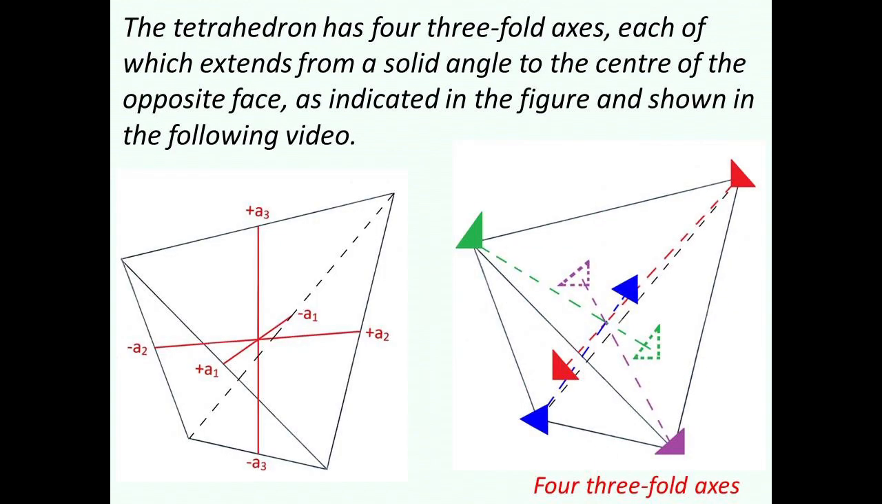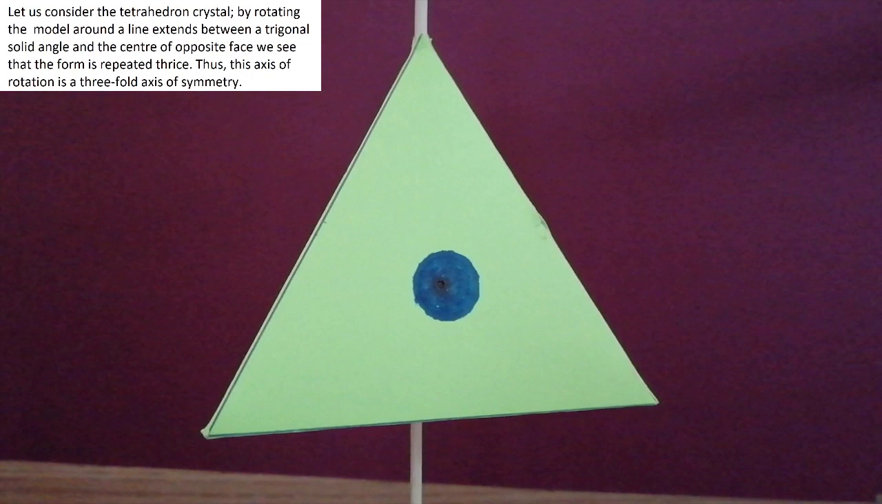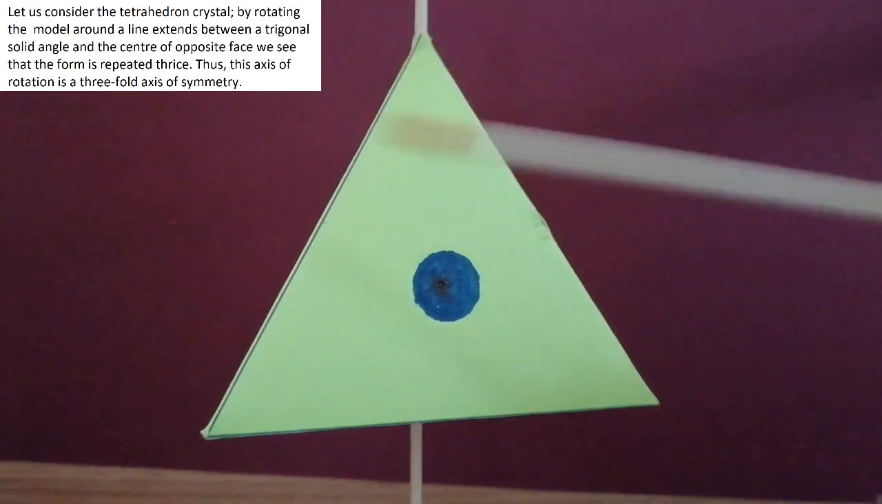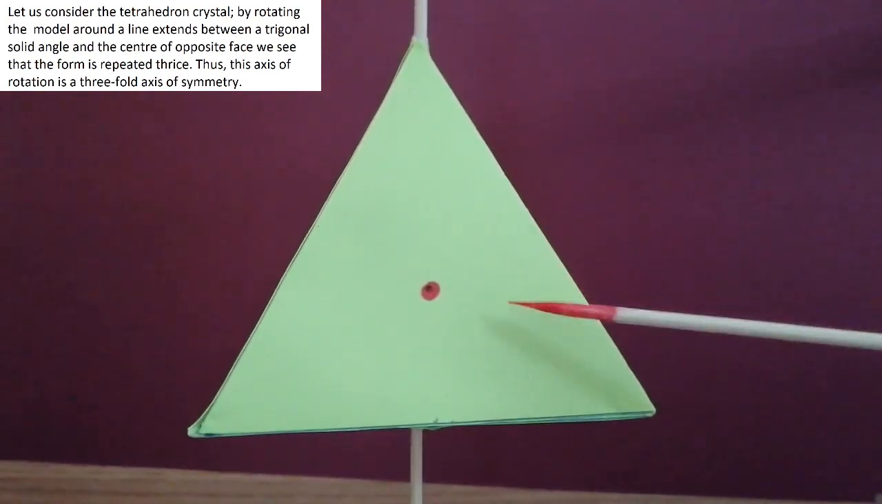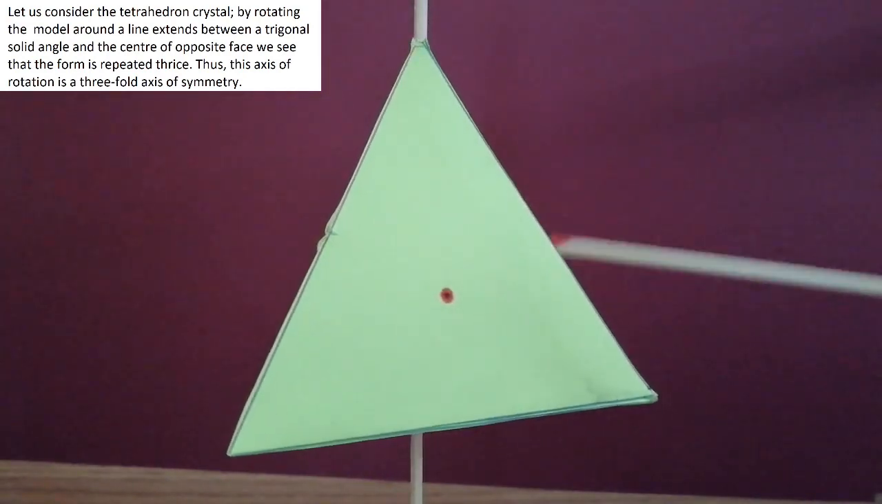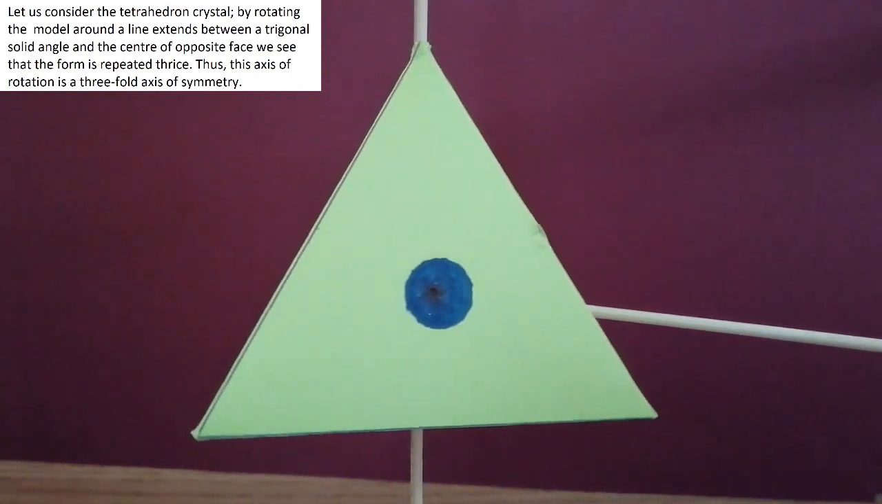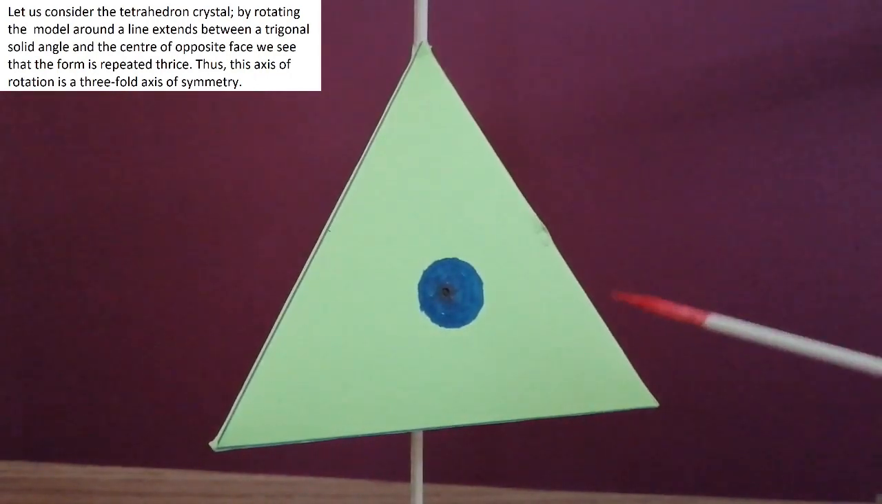The tetrahedron has 4 threefold axes, each of which extends from a solid angle to the center of the opposite face, as indicated in the figure and shown in the following video. Let us consider the tetrahedron crystal. By rotating the model around a line extending between a trigonal solid angle and the center of the opposite face, we see that the form is repeated thrice. Thus, this axis of rotation is a threefold axis of symmetry.